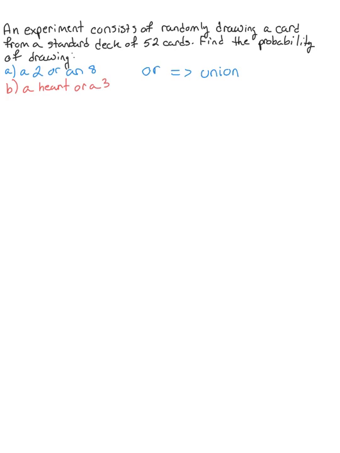So we're going to use the equation: the probability of A union B is equal to the probability of A plus the probability of B, subtract the probability of A and B. The reason you have to do that is because if the events are mutually exclusive, then we just get rid of the last term. But if the events are not mutually exclusive, then both of them affect the probability of the other.